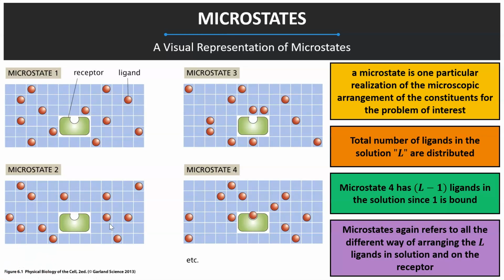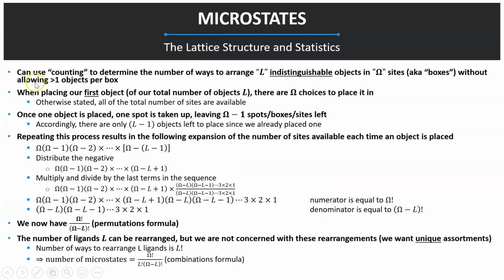Now, let's use this model and statistics to determine the number of different arrangements of the ligands in the cytosol with the receptor. Keep in mind that this also means we are determining the number of microstates. Essentially, we can use counting to determine the number of ways that we can arrange L ligands among the omega sites. The important factors here are that the ligands are all indistinguishable and only one ligand is allowed per site.